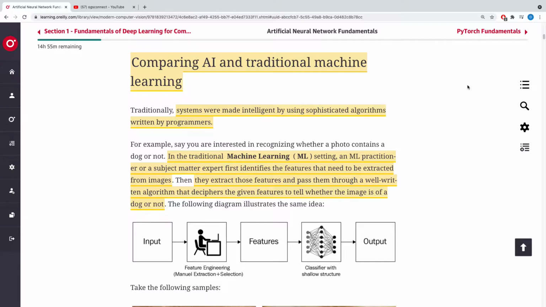So I guess that should be corrected because traditional machine learning and deep learning are under AI. So it should be comparing deep learning and traditional machine learning.